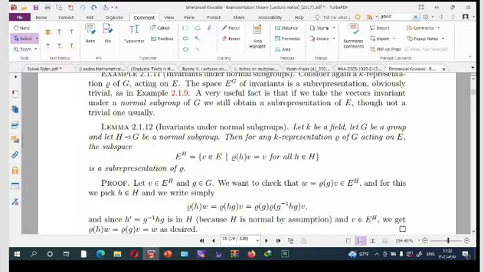And its proof is easy, because this is an invariant subspace of E. Let V belong to E^H and g belong to G. We want to check that rho g of V belongs to E^H again. Let us denote this rho g of V with W.